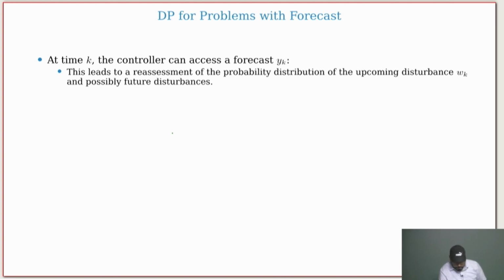The controller has some information about the forecast yk. So this means that one has to reassess the probability distribution of the upcoming disturbance wk and the possible future disturbances. Okay, so somehow at state k you got some forecast. Now that forecast has consequence on the control that you are going to take now and the possible disturbance that can come. So we are kind of generalizing this.